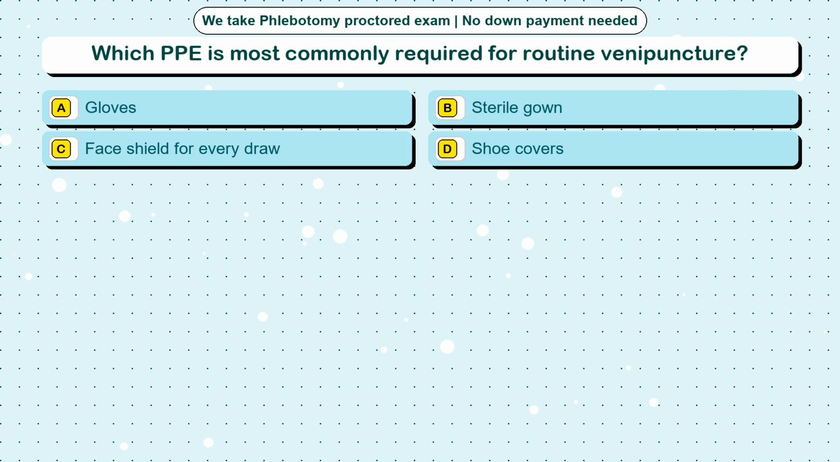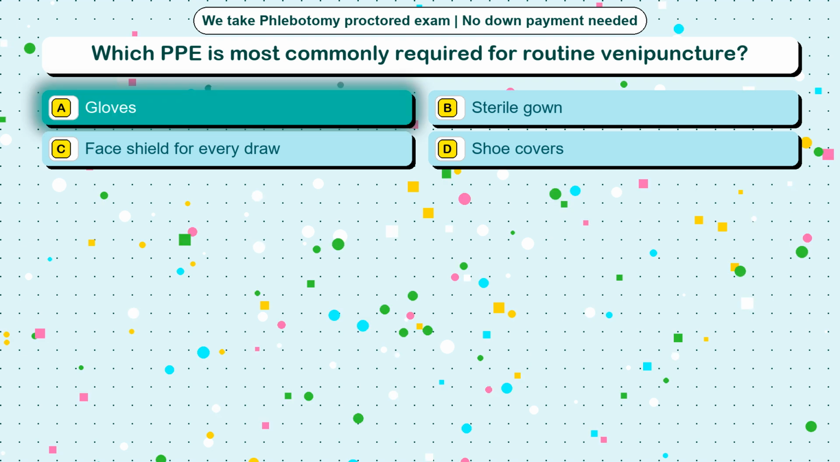Question 40. Which PPE is most commonly required for routine venipuncture? Option A. Gloves. Option B. Sterile gown. Option C. Face shield for every draw. Option D. Shoe covers. The correct answer is option A.